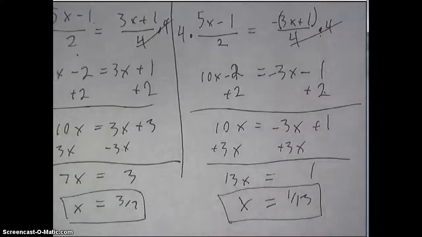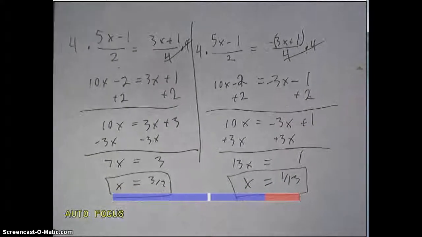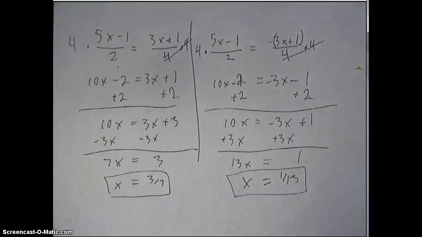So all we're doing here is solving for x. That's all we've done. So the strategy overall: write two equations, one positive, one negative, solve them both for x, and you'll be golden.